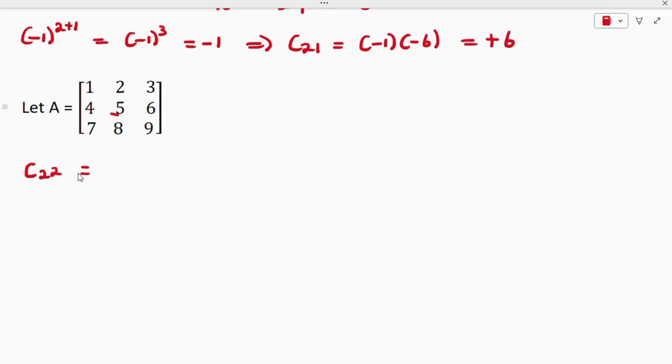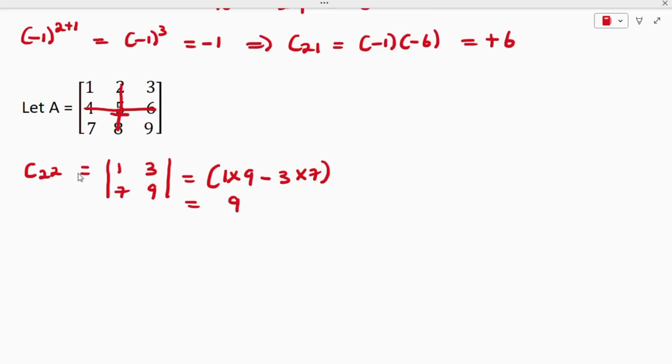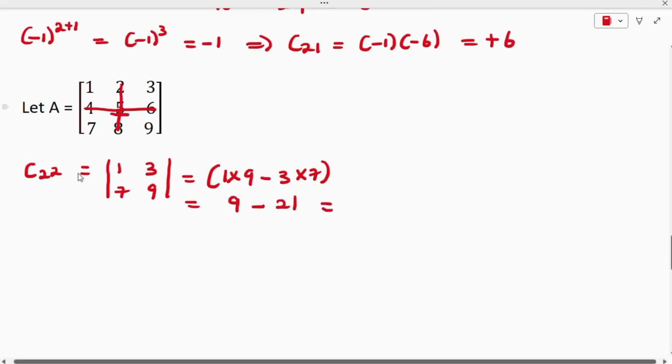Alright, so we have this to be C22. So this implies this row is going out, this column is going out. So we have 1 3 7 9 to be left. So if you look for the determinant, we have this to be 1 times 9 minus 3 times 7, and this is equals to 1 times 9 is 9 minus 3 times 7 is what? 21, and this is equals to minus 12.